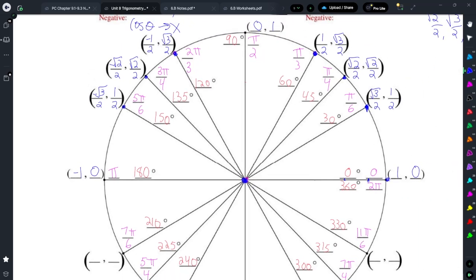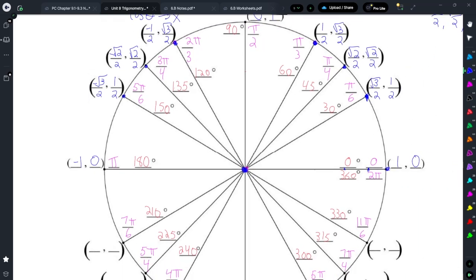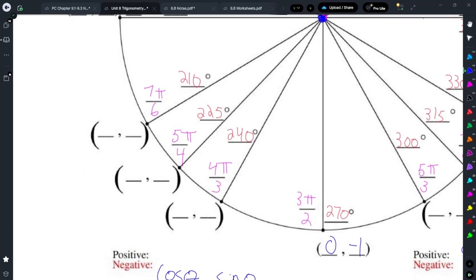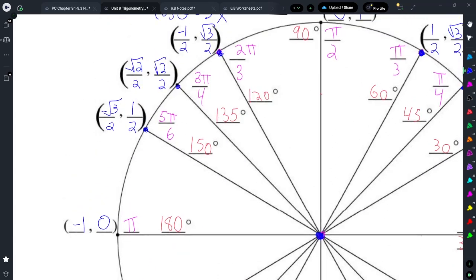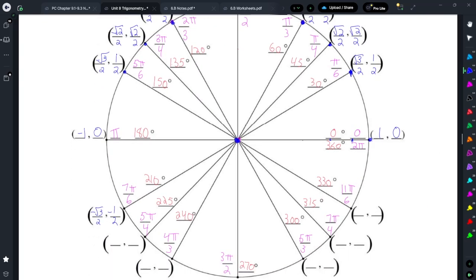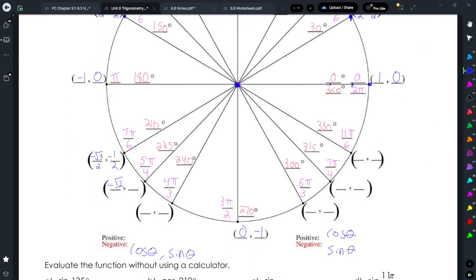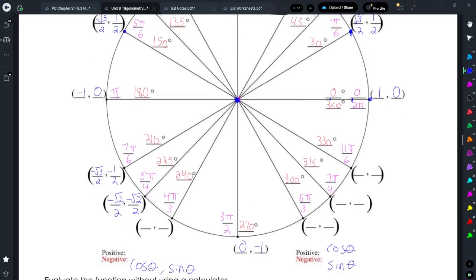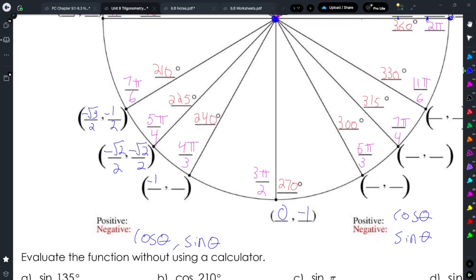Now we're going to reflect these points down. So 7 pi over 6, I'm going to take 5 pi over 6, reflect it down. The sine and cosine values are negative in quadrant 3 because those are negative x and y values. 5 pi over 4, if I take this 3 pi over 4 and reflect it down, that will make both values negative square root of 2 over 2. And then I can take 2 pi over 3 and reflect that down to negative 1/2, comma, negative square root of 3 over 2.